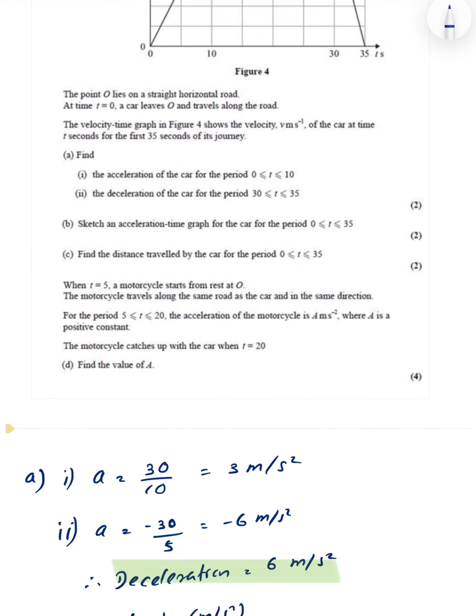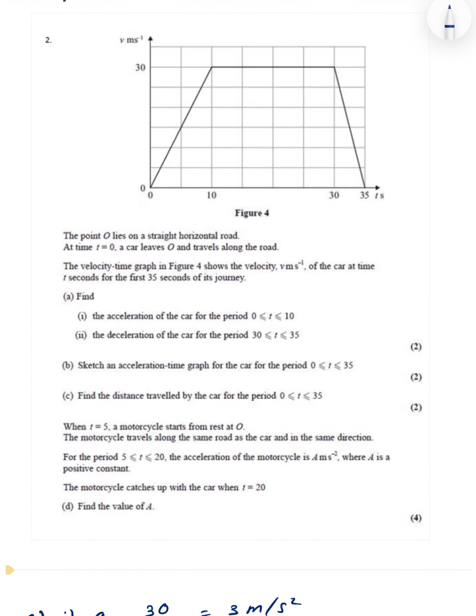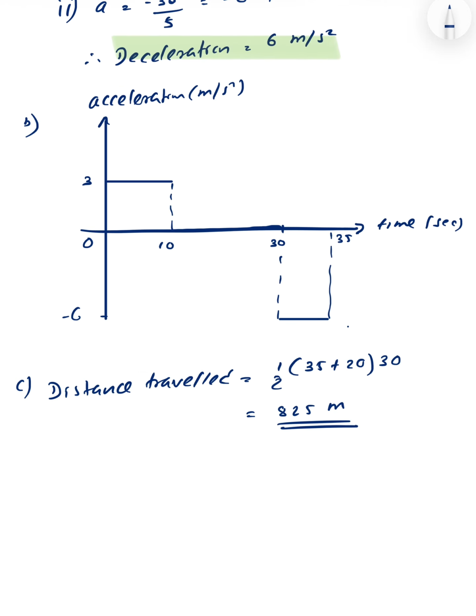Distance traveled by the car for the entire journey is the area under the trapezium. So I just found the area, which is half into 35 plus 20 into 30, that is 825 meters. Let's come to part D now.